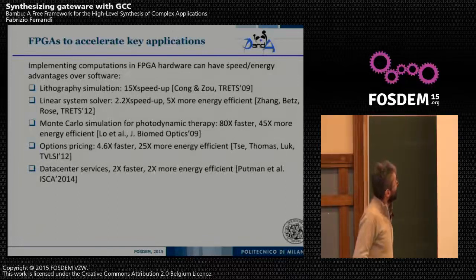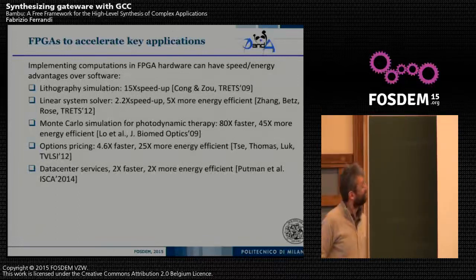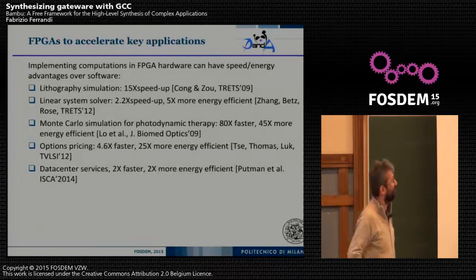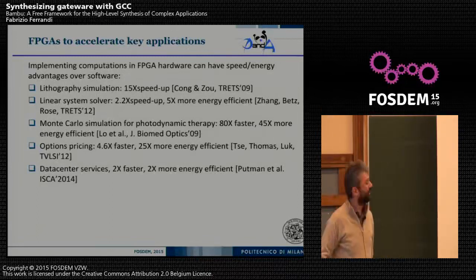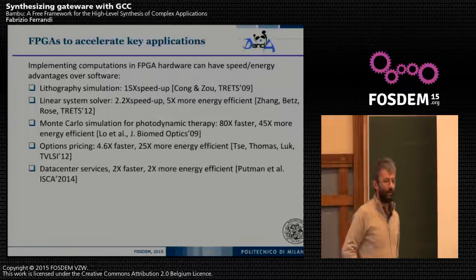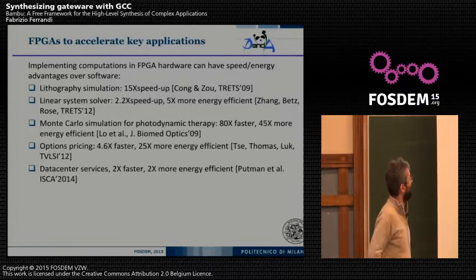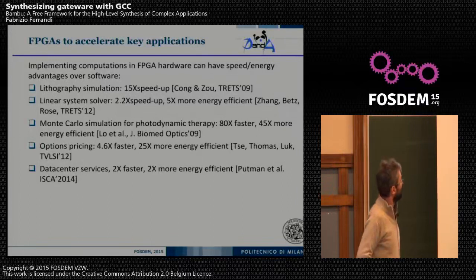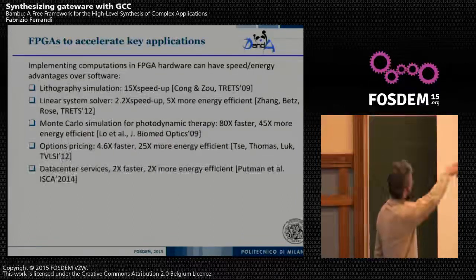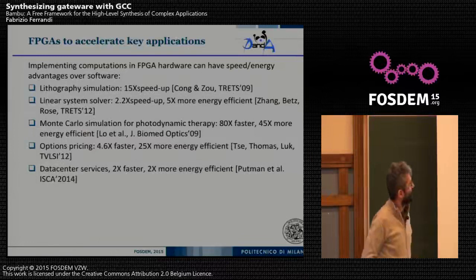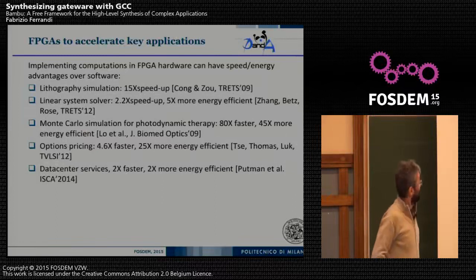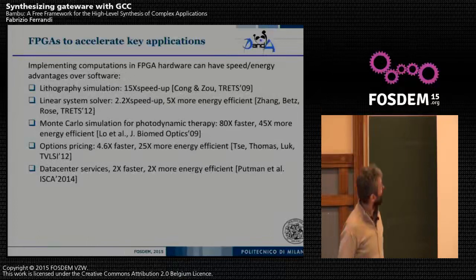The nice thing about FPGA is that you have acceleration, but you are able even to control the power consumption. So power is not an issue even if you accelerate heavily. For example, for Monte Carlo simulation, you have sometimes 800 times faster simulation and 45 times more efficient in terms of energy, and so on and so forth. So this is the first element of the talk.